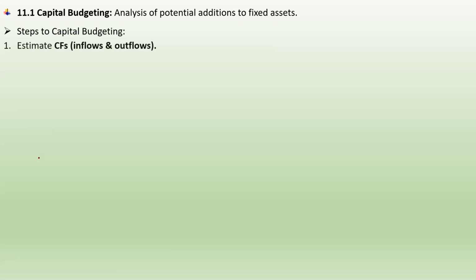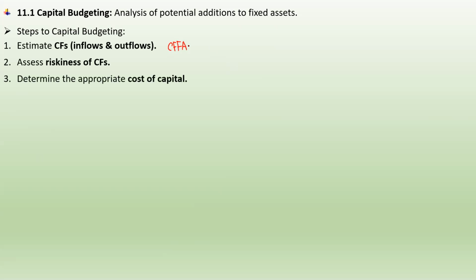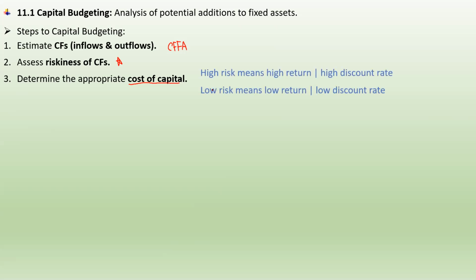The steps for capital budgeting: first, estimate cash inflows and cash outflows. So this is to estimate the cash flow from the assets for the project, and then assess the riskiness of cash flows. The riskiness of cash flow is also linked to determining the cost of capital for the cash flows of this project. Higher risk means higher return. We need to use a higher discount rate. Lower risk means lower return. Then we need to use a lower discount rate.